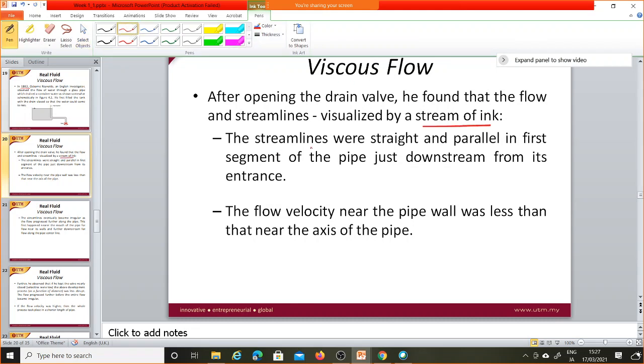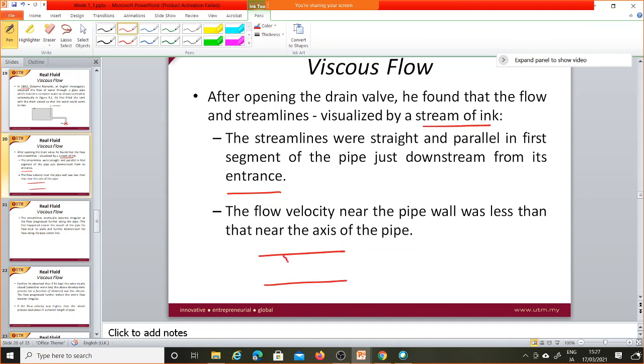Streamlines were straight. Of course, when the flow is very low, the streamlines were straight and parallel in the first segment of the pipe, just downstream of the entrance. The flow velocity near the pipe wall was less than that near the axis of the pipe. It means he is trying to explain the velocity profile.